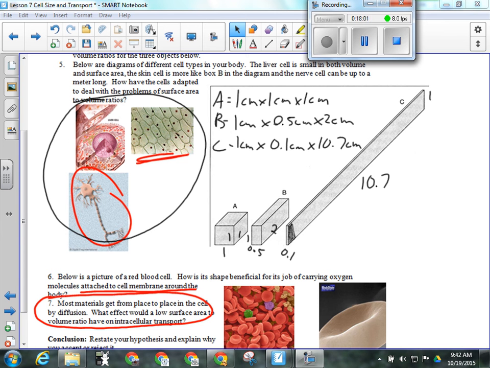When you're calculating the surface area of A, you can obviously go 1 times 1 times 6. Can you do that for B and C? No, because the sides aren't the same. So you have to calculate the surface area of the front side. The back that you can't see is the same, so multiply it by 2. Calculate the surface area of this side, multiply it by 2. Surface area of the top, multiply it by 2, and add those numbers together. That's how you get the correct surface area for irregular shapes.